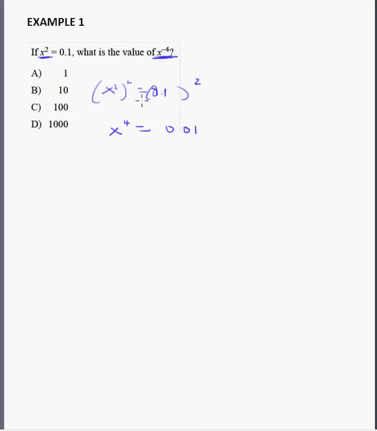And then the bottom line here is the relationship between this and that. I know for sure that 1 over a can always be written as a to the power negative 1. So a to the power negative 1 is the same thing as 1 over a. So obviously x to the power negative 4 is equal to 1 over x to the power 4. If I take the reciprocal, 1 over x to the power 4 will be the same thing as x to the power negative 4, and that will be equal to 1 over 0.01. So the question is, what is 1 over 0.01?